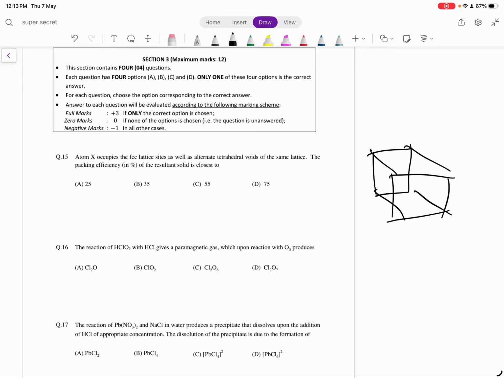FCC is face-centered cubic. So we have one atom here, one atom here, one atom here, one atom here. And then face-centered, one here, one here, one here, one at this center, one this center, one this center. Okay, and then we have them in the alternate tetrahedral voids as well. This one, this one, this one, and this one.